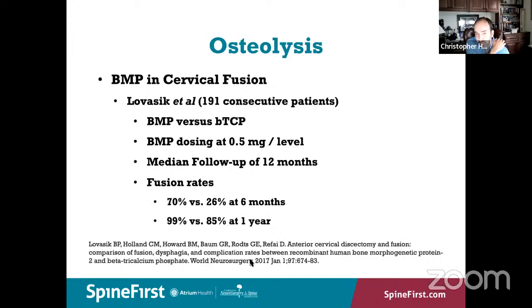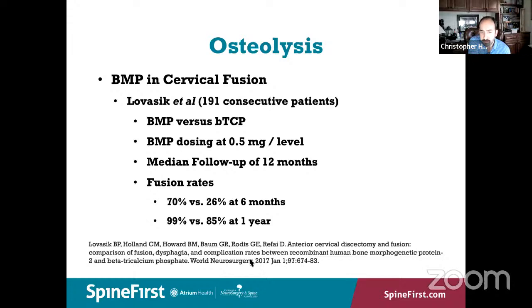I published a study with some of the members of the same group several years later, looking at 191 consecutive patients with BMP and cervical fusions. And in this study, we were looking at both fusion rates and rates of dysphagia, but we compared BMP to beta tricalcium phosphate, but with a significantly lower dosing of BMP of about 0.5 milligram per level, with a median follow-up of 12 months.